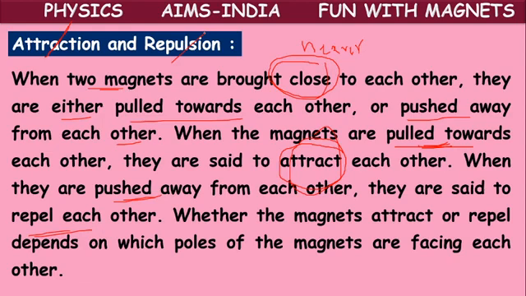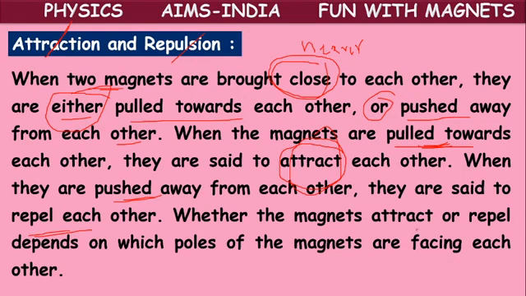Okay, two properties exist between two magnets. But do they exist at the same time? No, either attraction or repulsion. That's why we are using the word either or. It means when we bring two magnets, they may attract or they may repel. Any one property they will show.